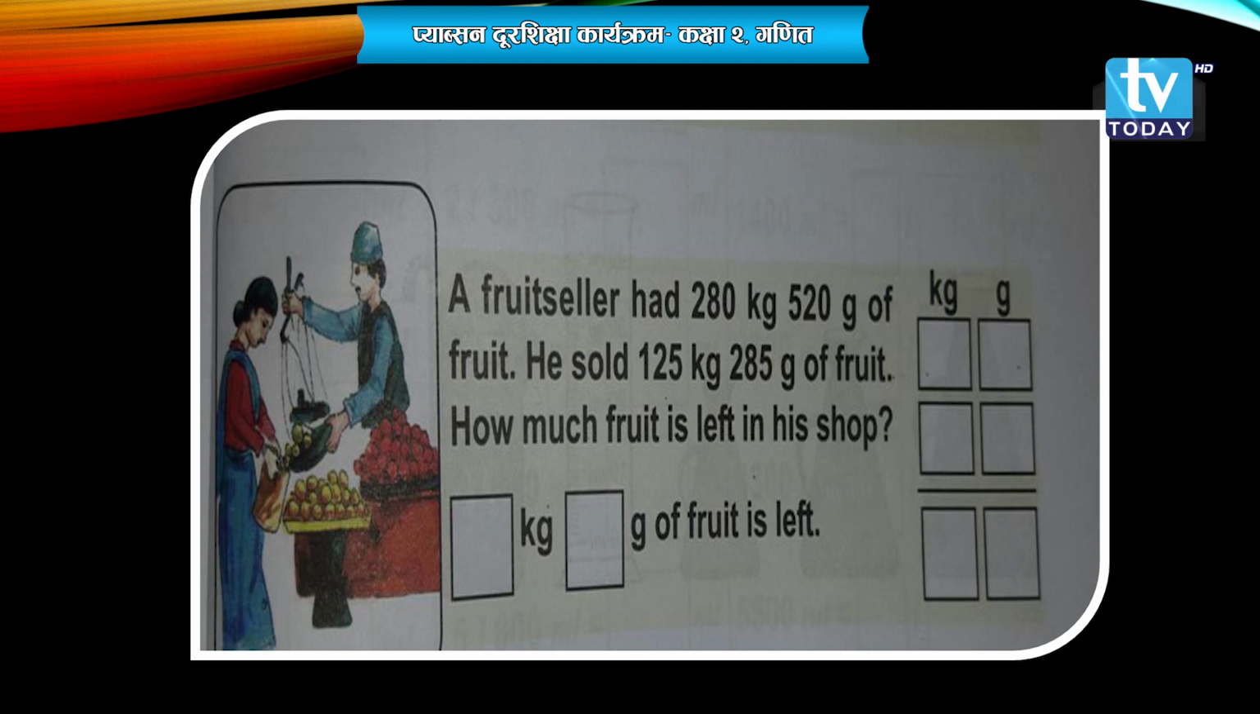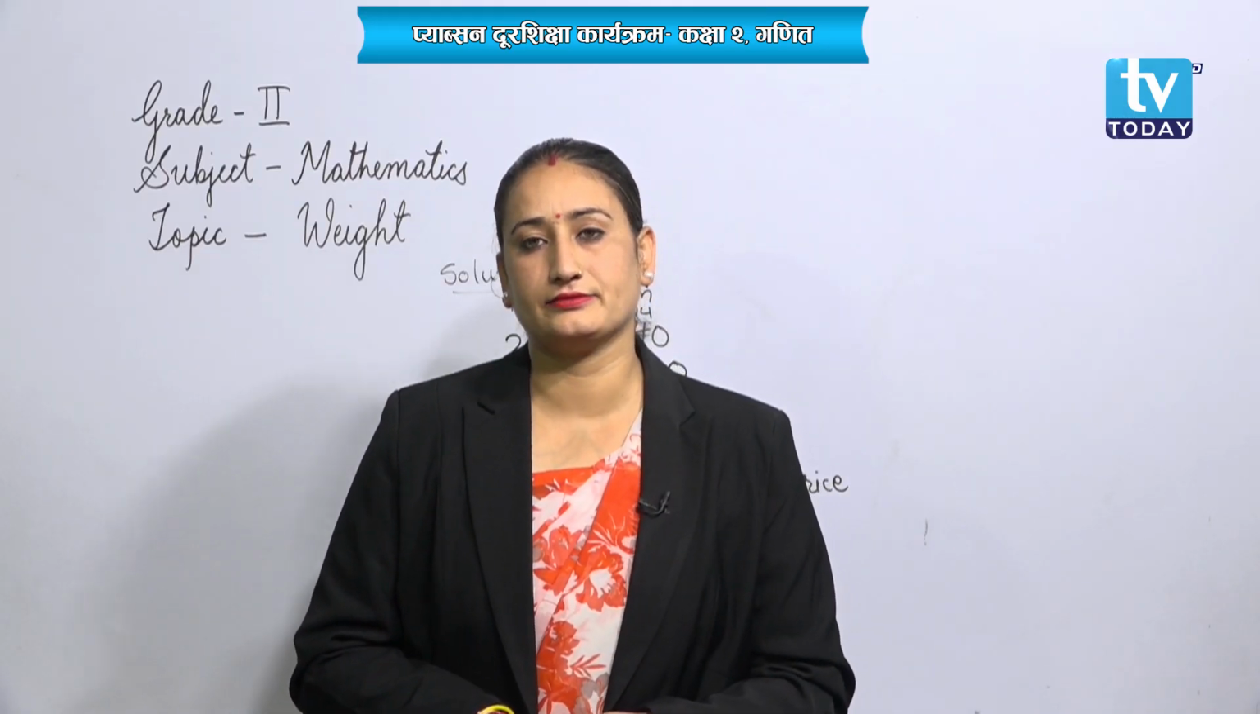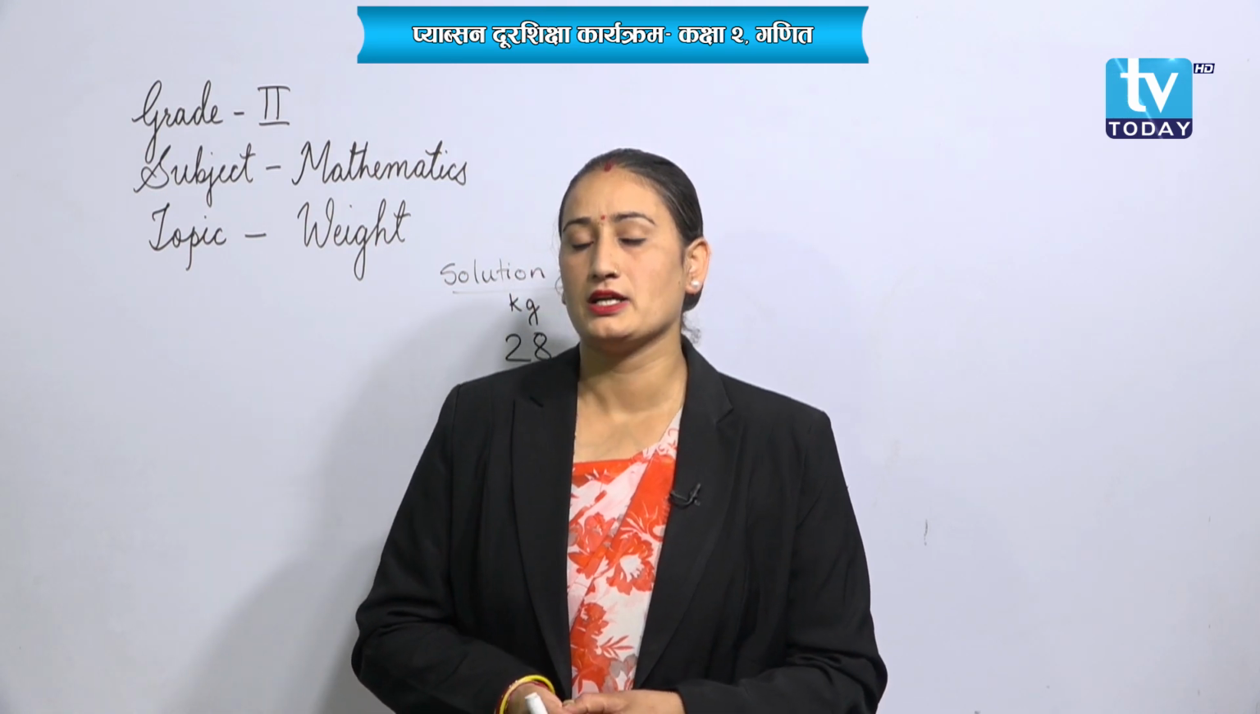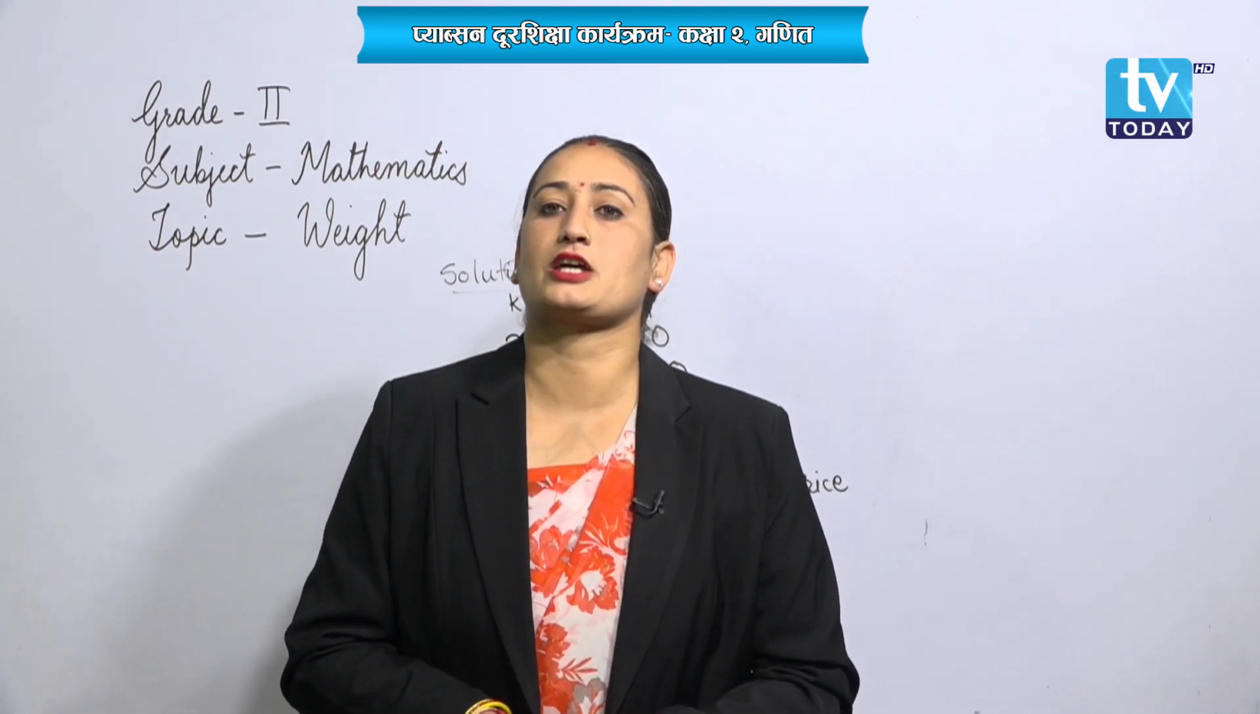Okay, that means fruit seller he had some amount of fruits in his shop. If he sold already, then what is the amount left at his shop after sold that fruits? Then how many amount of fruits will be left in his shop? That means we need to subtract over there. So, shall we subtract it once again? Left word is coming, right? So, that means obviously we need to subtract it.